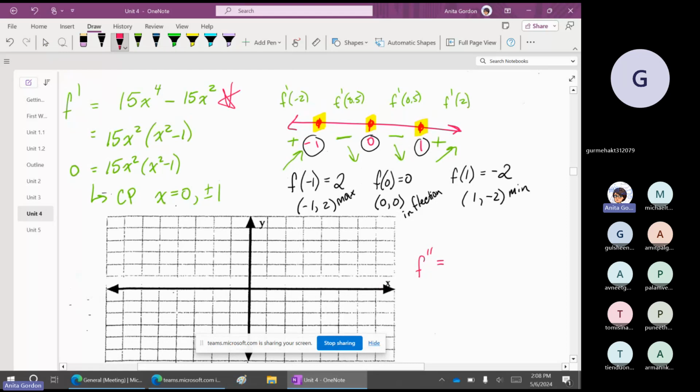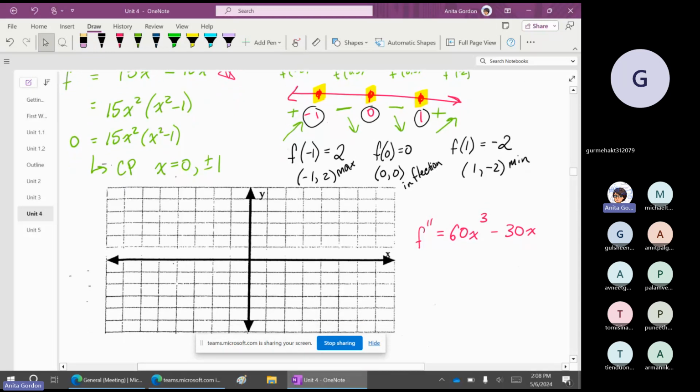I start here and I do this second derivative. 4 times 15 is 60x cubed minus 30x. Or actually, I don't need to simplify it because I'm just going to test the critical points.